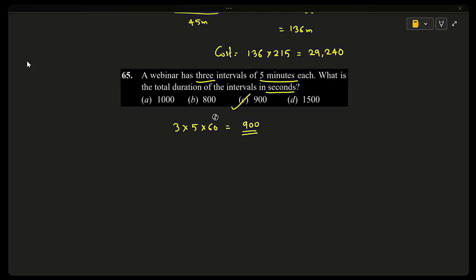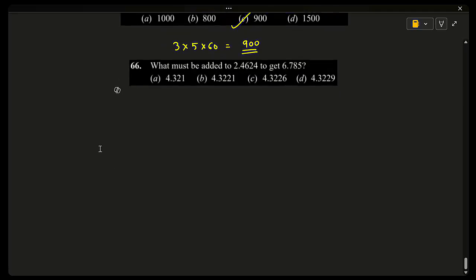66th one. What must be added to this number to get this? So just subtract from the second number. So 6.785. From this we have to subtract 2.4624. We need to subtract.